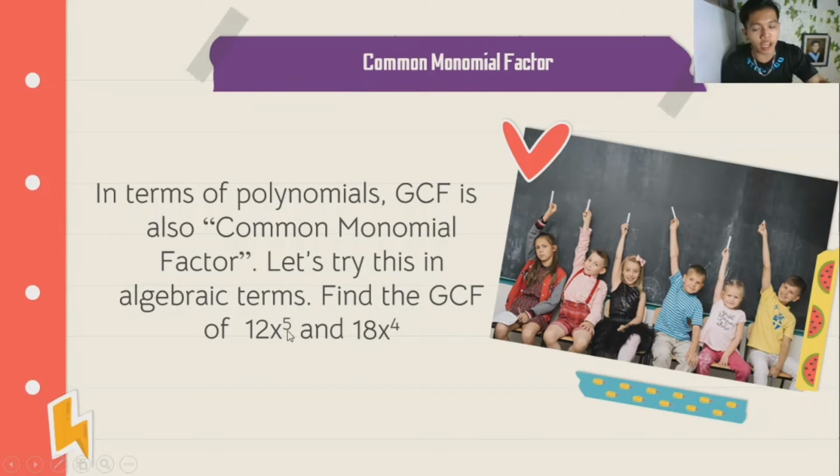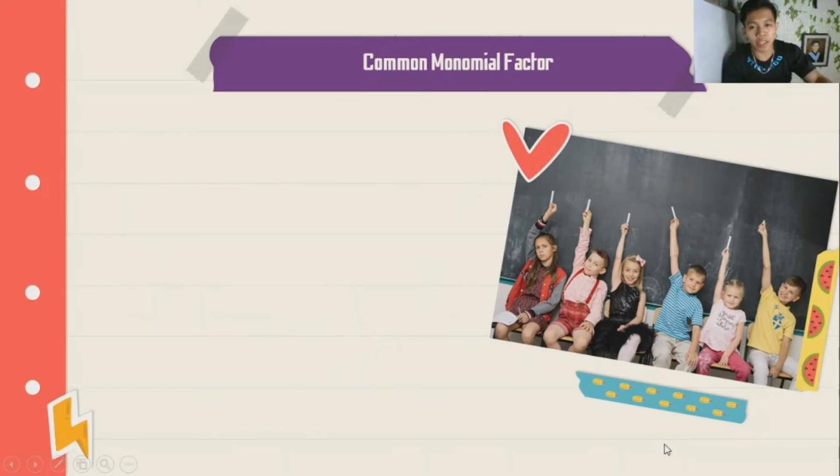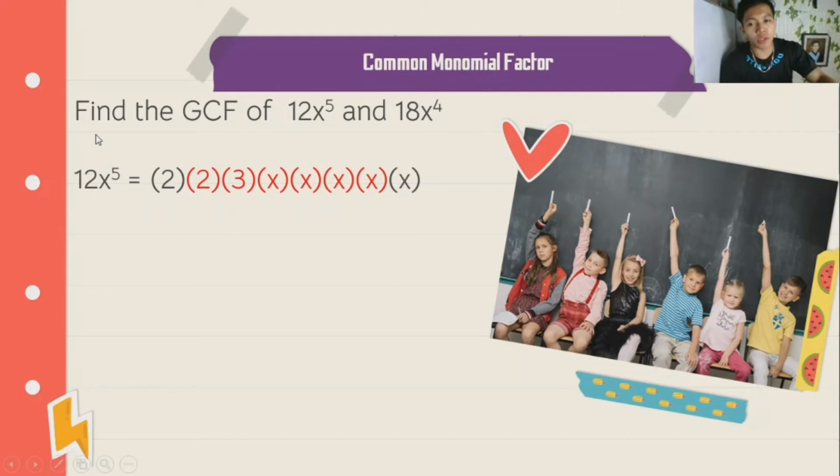So, let's try this in algebraic terms. Find the GCF or find the common monomial factor of 12x raised to 5 and 18x raised to 4. Okay? So, umpisahan natin ito. Si 12 muna, 12x raised to 5. Unahin muna natin si 12. 2 times 2 times 3.